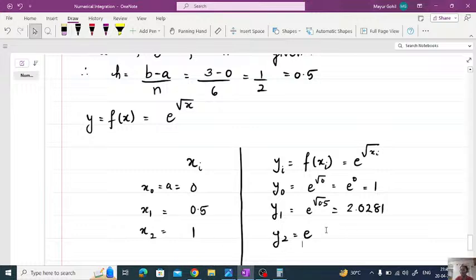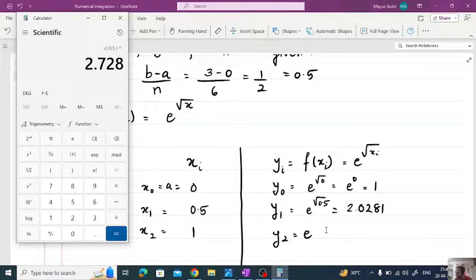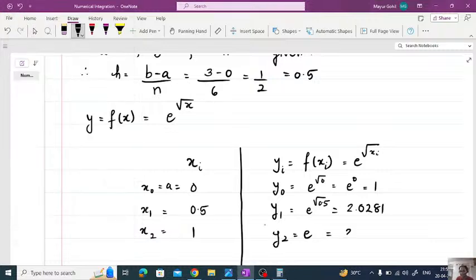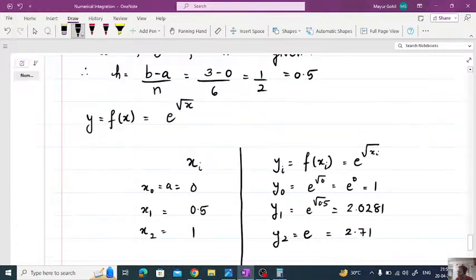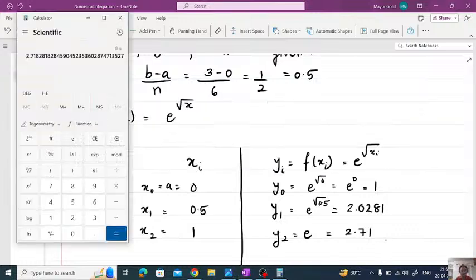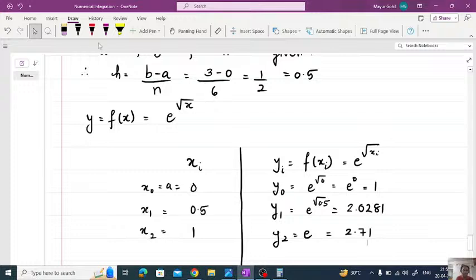So here the value of e we will get, okay. So here it is, e is 2.7182.